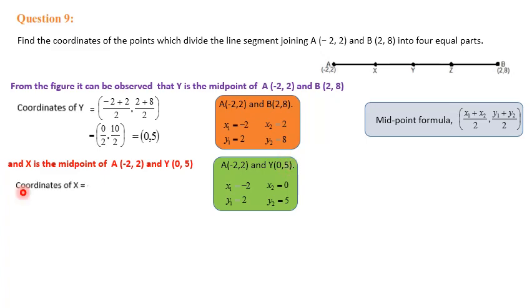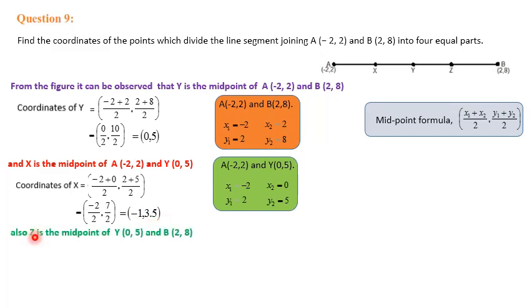Substituting to calculate the coordinates of X: x1 plus x2 by 2, that is minus 2 plus 0 divided by 2. Then y1 is 2, y2 is 5, that is 2 plus 5 divided by 2. Calculation: minus 2 plus 0 is minus 2, by 2 is minus 1, and 7 by 2 is 3.5. That is the coordinate of X.